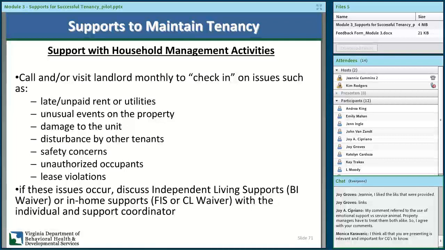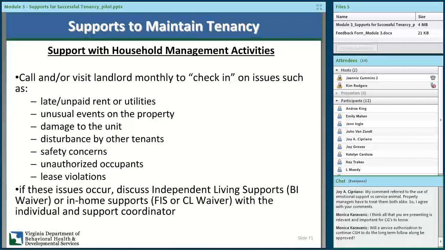Ask if the individual is having difficulty with certain tasks and if he or she may need additional instruction on how to complete specific household activities or some ongoing assistance to perform these activities. If the individual is open to skills training or assistance, suggest a meeting with the support coordinator to identify services and supports that may be put in place, such as independent living supports if on the BI waiver, or for those in the family individual supports or community living waiver, consider in-home supports or personal assistance.